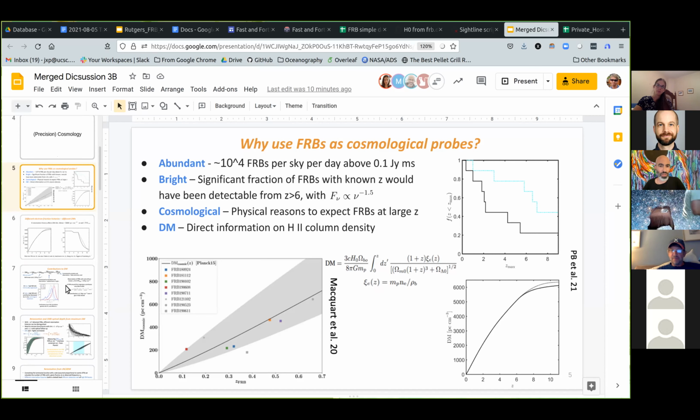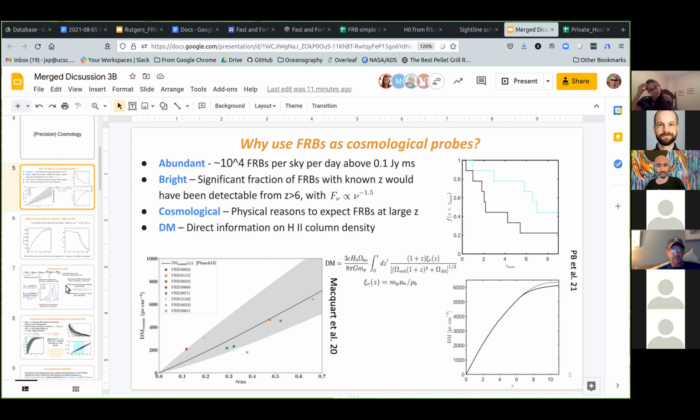That's above the threshold that you see here of 0.1 Jansky milliseconds. So there are many of them. Compare that with other transients that people have suggested to use for cosmology studies, for example, gamma ray bursts. Of course, they are also interesting potential probes, but they are definitely not as abundant as FRBs are. They're very bright in the radio.